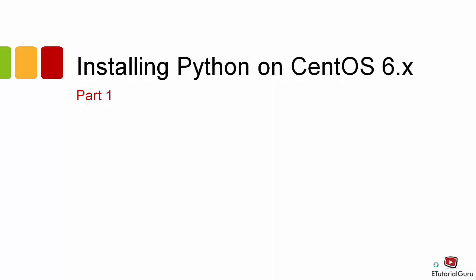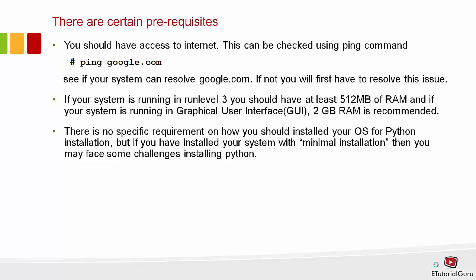In this video we will see how to install Python on CentOS version 6. There are certain prerequisites. You should have access to internet. This can be checked using ping command. See if your system can resolve google.com. If not, you will first have to resolve this issue, and this is not covered in this video.